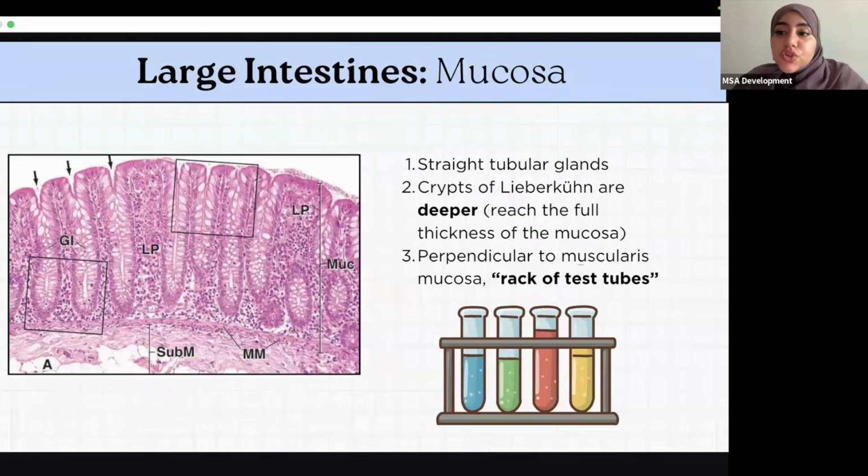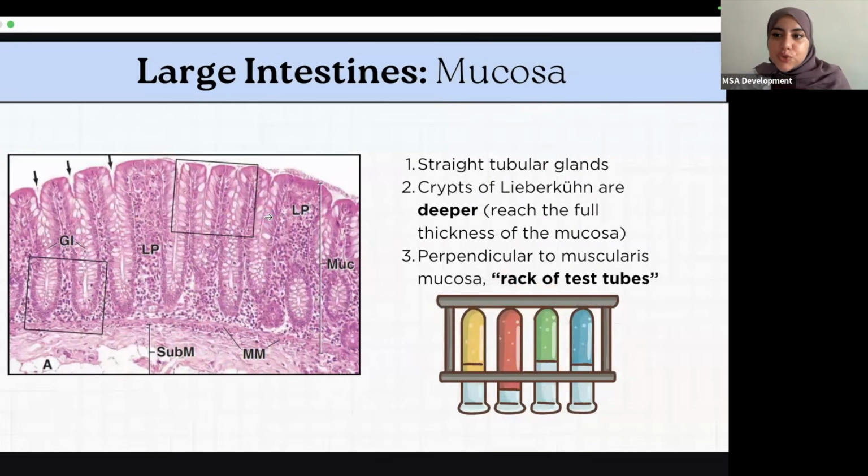Okay, so these are straight tubular glands. As I said before, they secrete mucus. And these crypts of Lieberkühn are deeper because they reach the full thickness of the mucosa. The full thickness. And these are all perpendicular to the muscularis mucosa over here, so they reach all the way down here. Unlike the other crypts, which wouldn't reach that far or be that deep. And it kind of looks like a rack of test tubes.